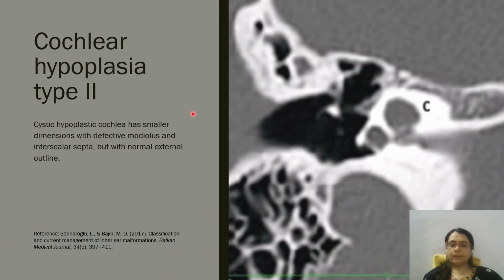Cochlear hypoplasia type 2, also known as cystic cochlear hypoplasia. The cochlea has a smaller dimension. Modiolus is defective, interscalar septa are also not seen. Only the external outline is normal.